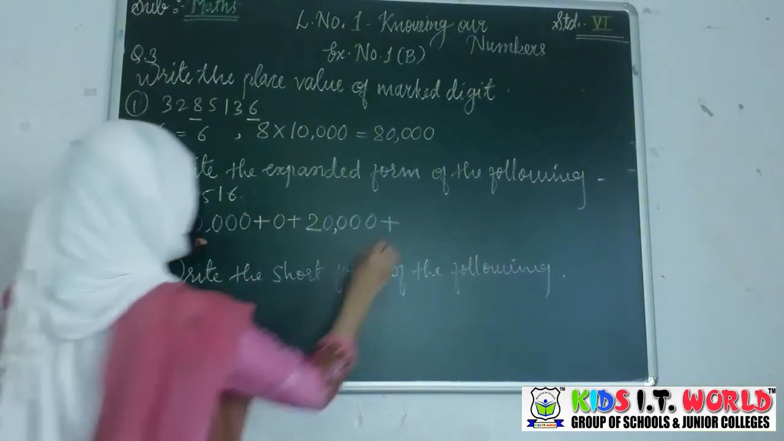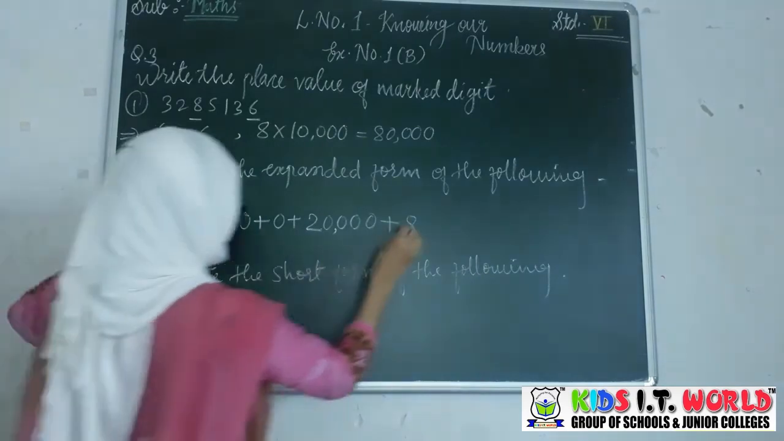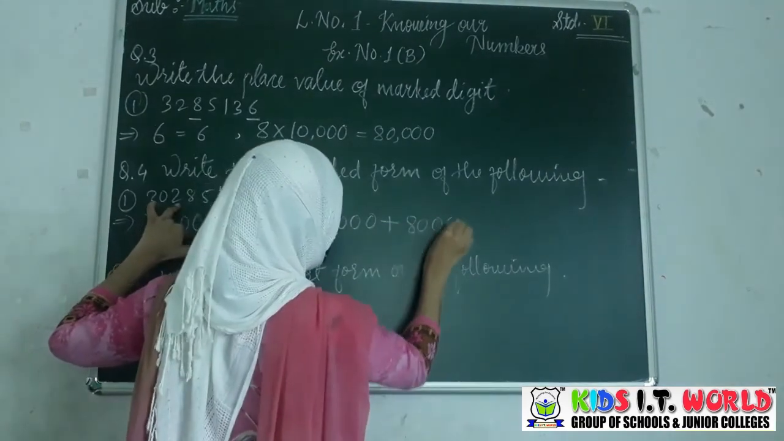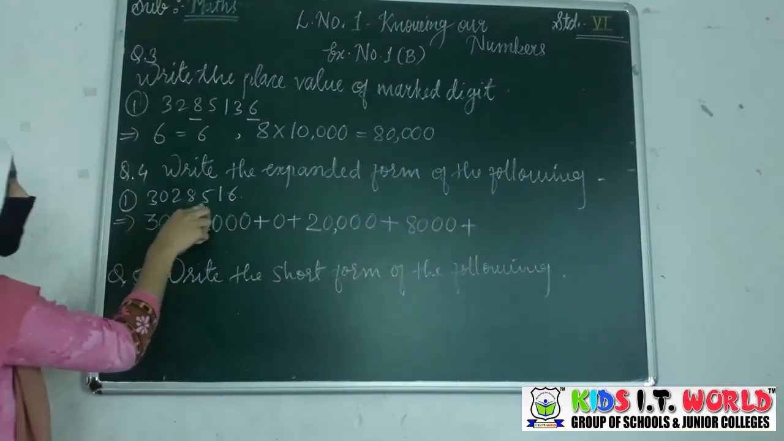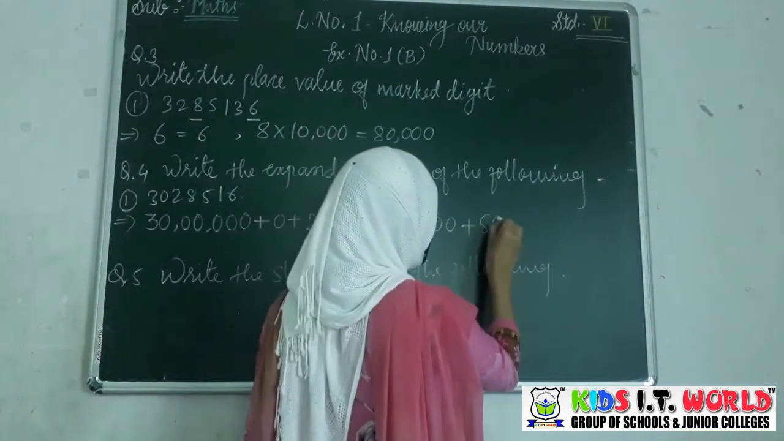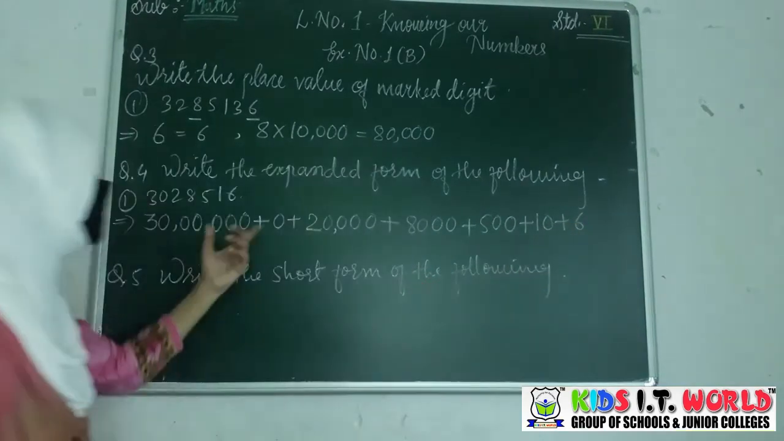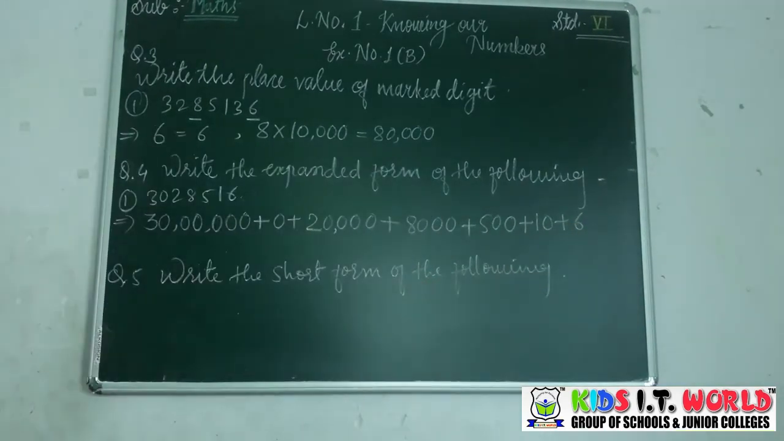Now the next one, 8. How many numbers are there after 8? 1, 2, 3. So give the 3 zeros here. Then 5. After 5 how many numbers are there? 2. So with the 5 we will give 2 zeros. Then 10 and then 6. In this way you have to expand the number.